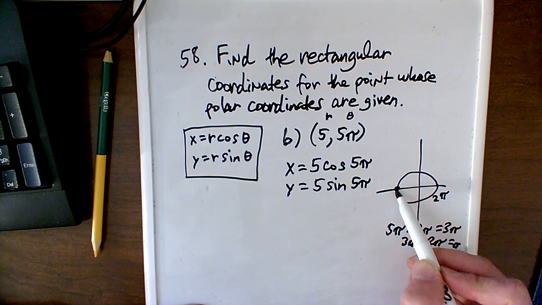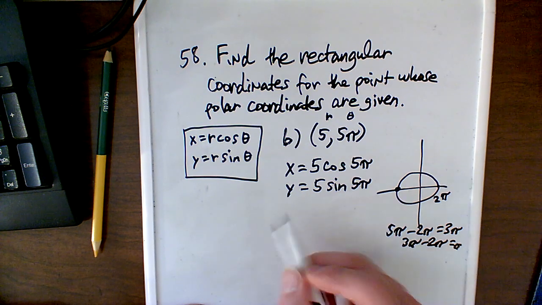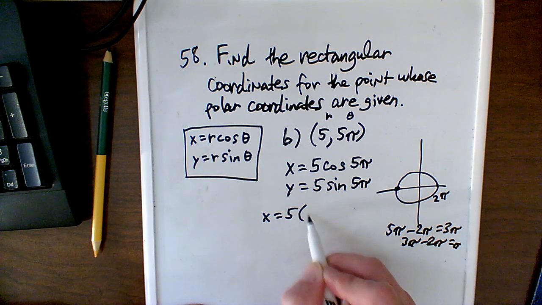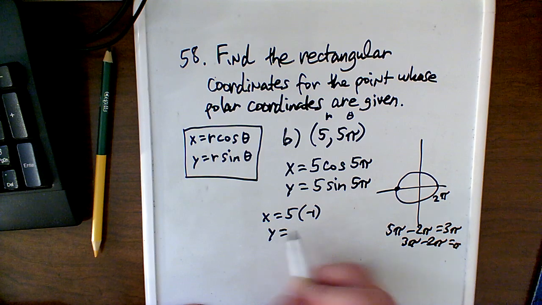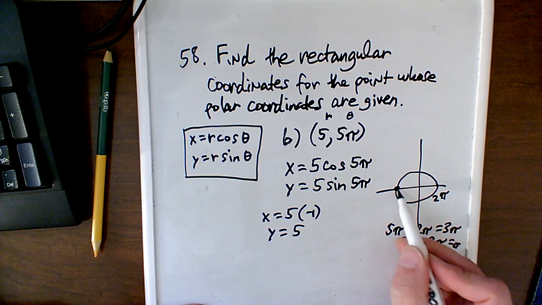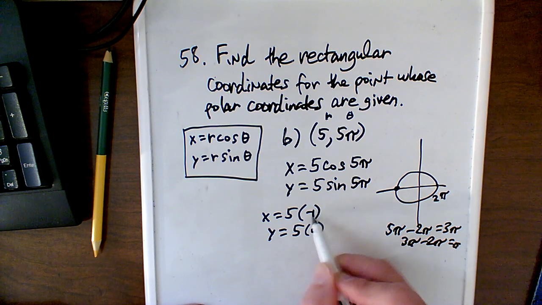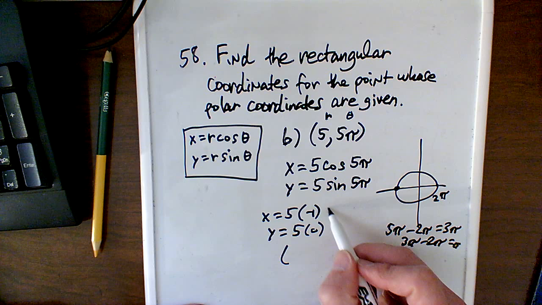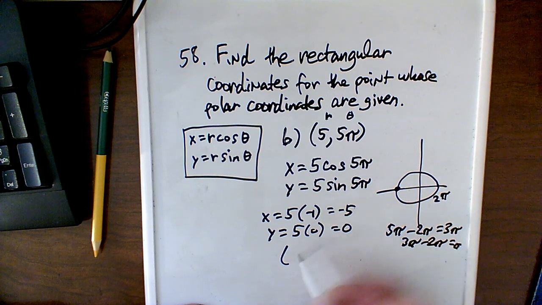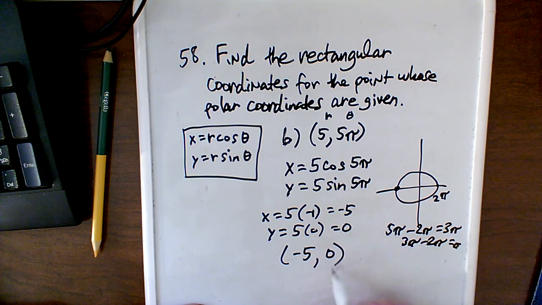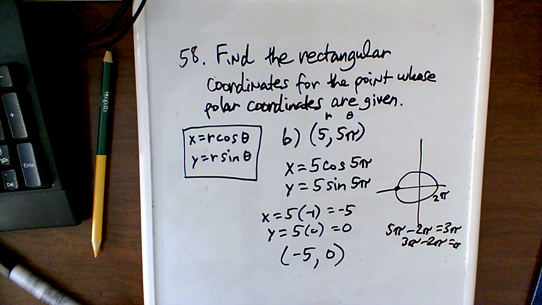So pi is over here, cosine is the x-coordinate, which is -1. So x equals 5 times -1, and y equals 5. The sine of this point is 0. So now we have our x and y coordinates, -5, comma 0. Okay?